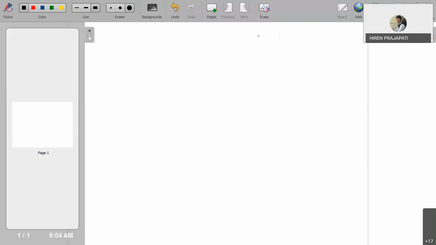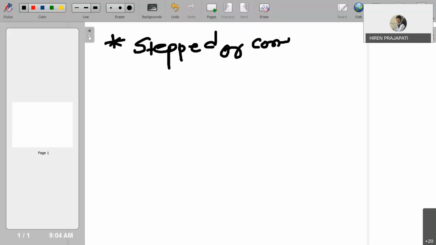Okay, so today we are going to discuss stepped or cone pulley headstock.